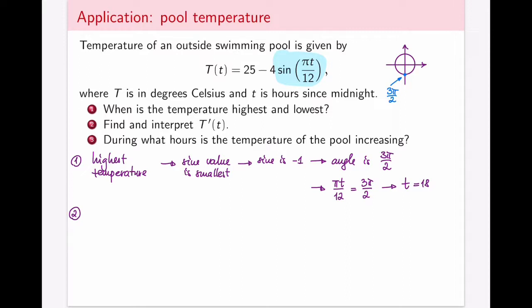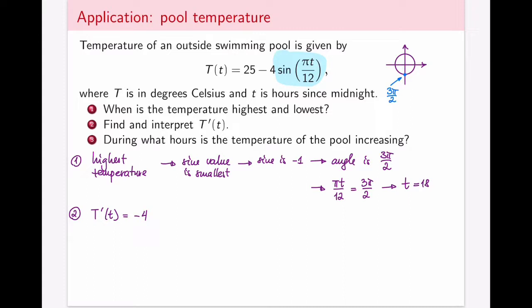The next question is asking to find and interpret the derivative. So let's go ahead and take the derivative of my temperature here. So first, the derivative of 25 is, of course, 0 because it's a constant. And then I have -4 times sine. So -4 is going to stay.